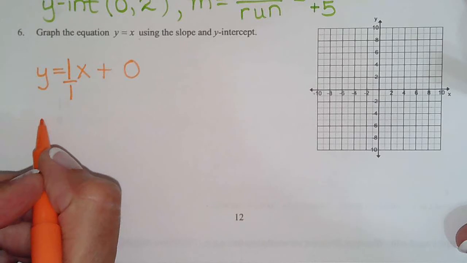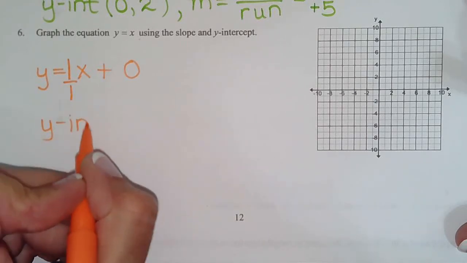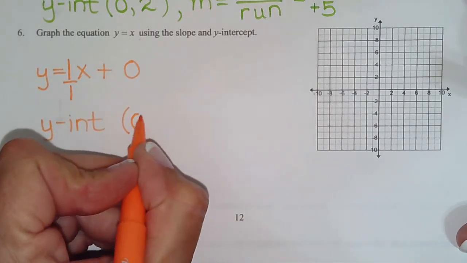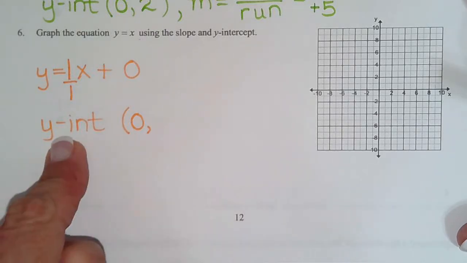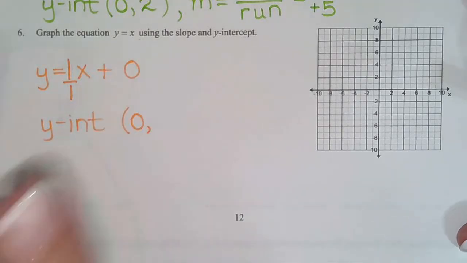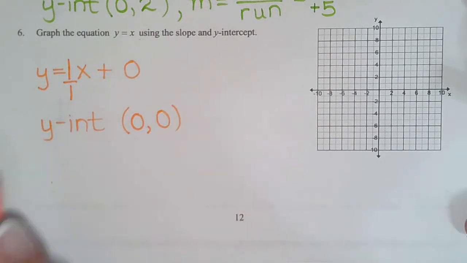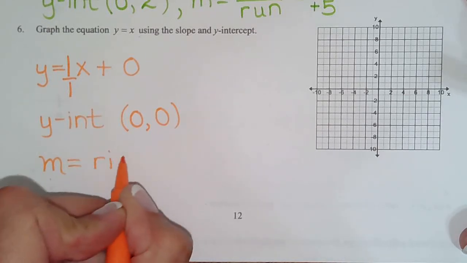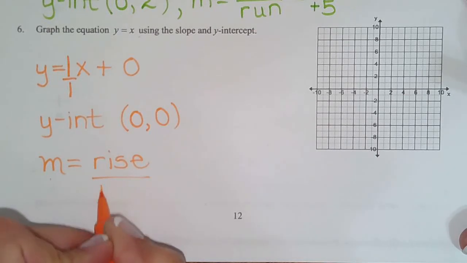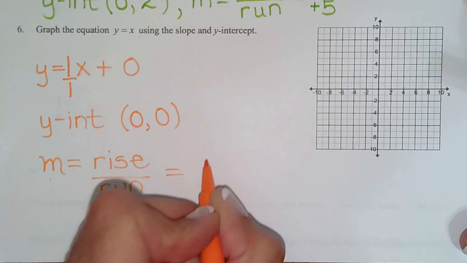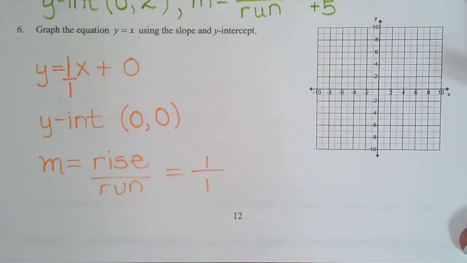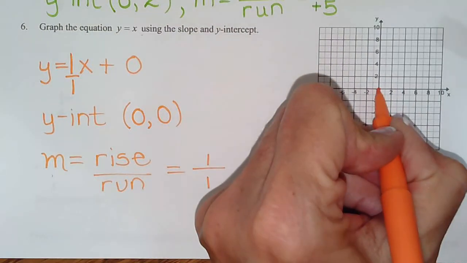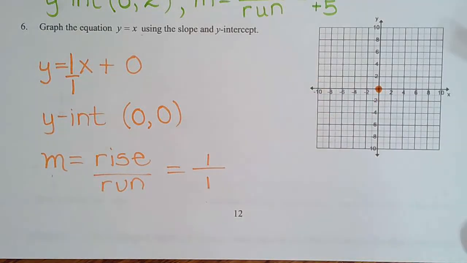So now that we have it written in the right form, we're ready to go. The y-intercept: x is always 0, and it's the point (0, b), which is (0, 0). And my slope, which is my rise over run, is 1 over 1. And we're ready to graph. So plot the point (0, 0), which is the origin.